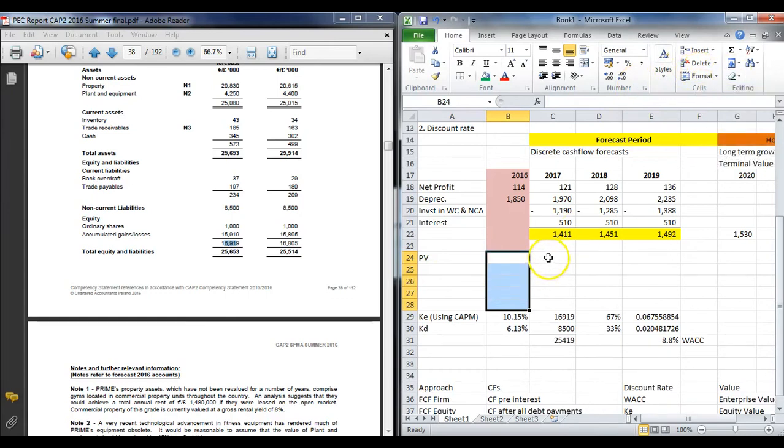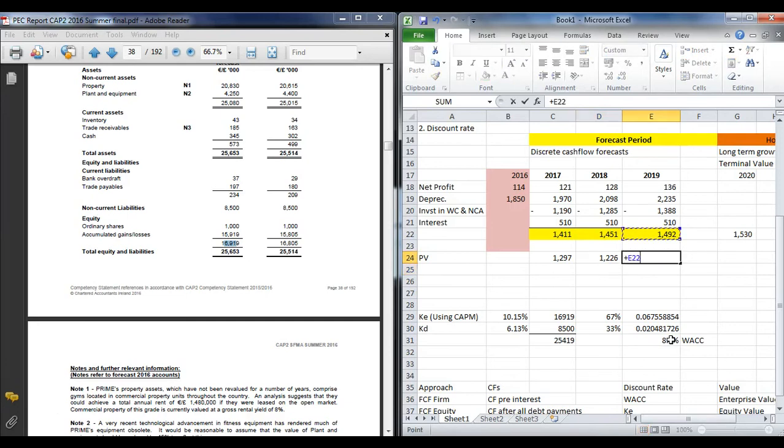So the first 4 years of the forecast period are very straightforward. You take the future cash flow and divide it by 1 plus the discount rate to the number of years. So 2017, if we're valuing at the start of 2017, we're discounting this by 1 year. Similarly here, this is 2 years time, so it's the future cash flow over 1 plus the discount rate to the power of 2. So this is a very simple NPV calculation for the first part.